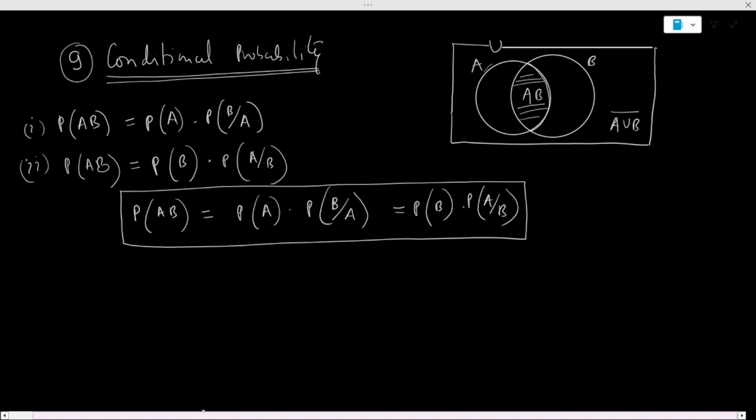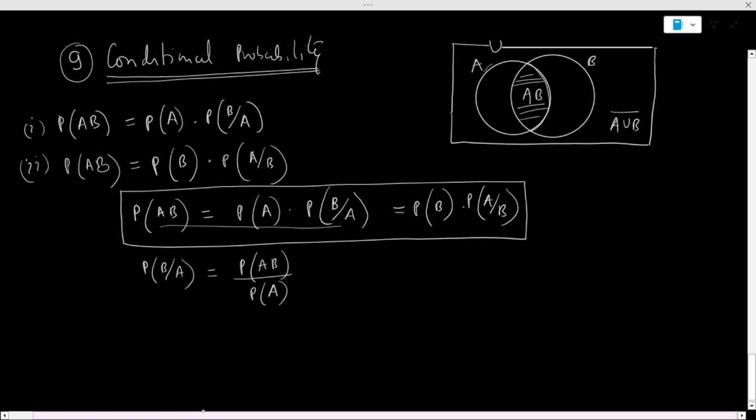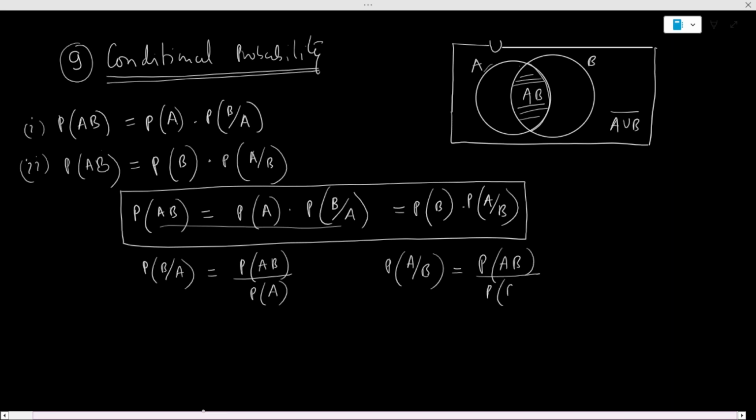So from this relationship, we can say that probability of B given A is equal to probability of AB divided by probability of A, the information we know about A. And similarly, probability of A given B is equal to probability of AB divided by probability of B, since we know something about B. So this is a very simple relationship, and once we are able to express it, conditional probability is not going to be that difficult.